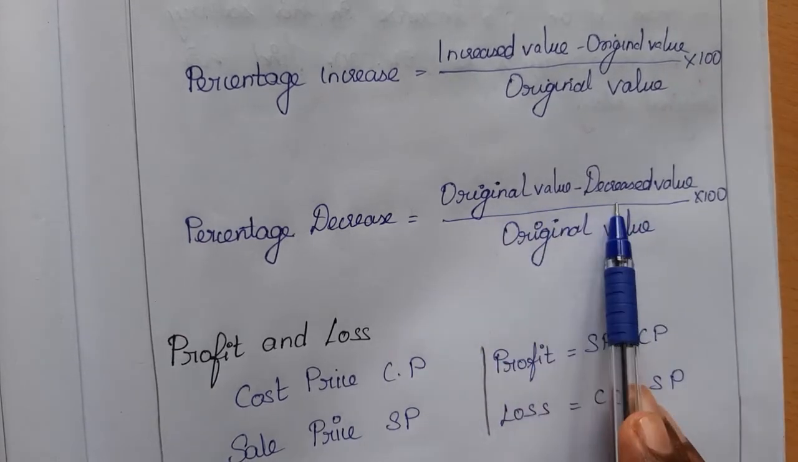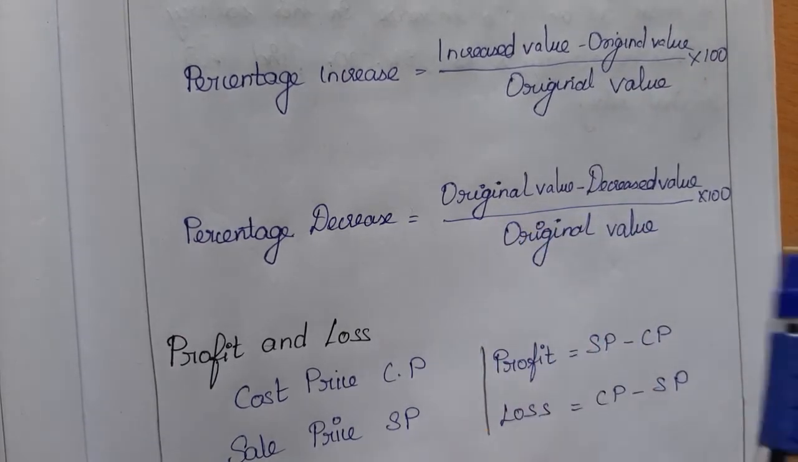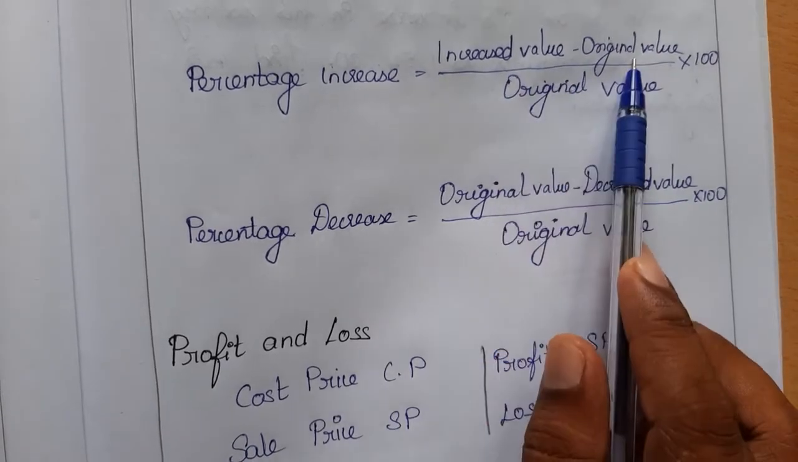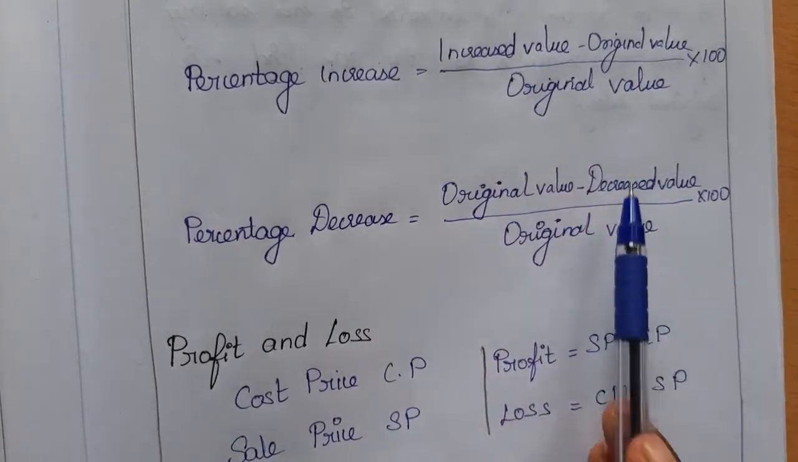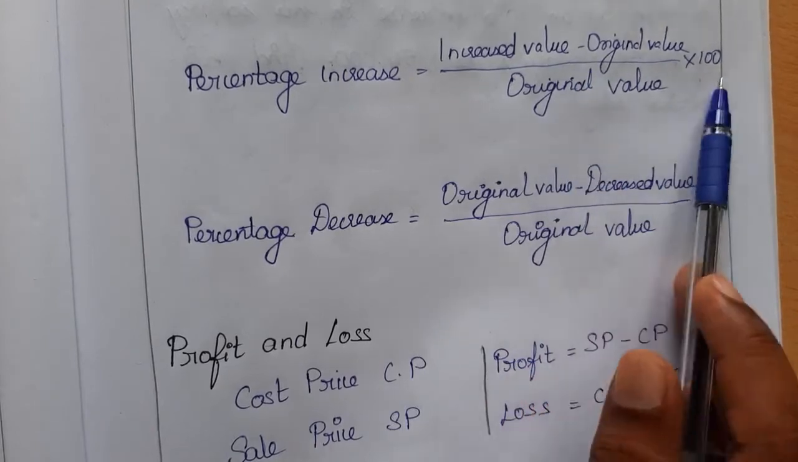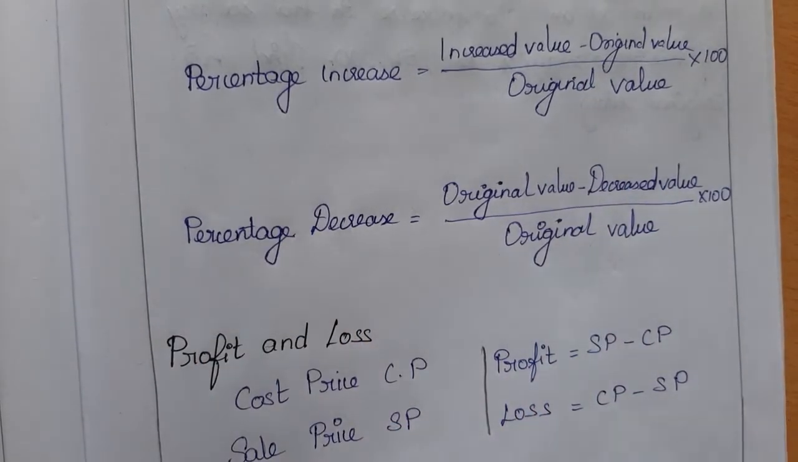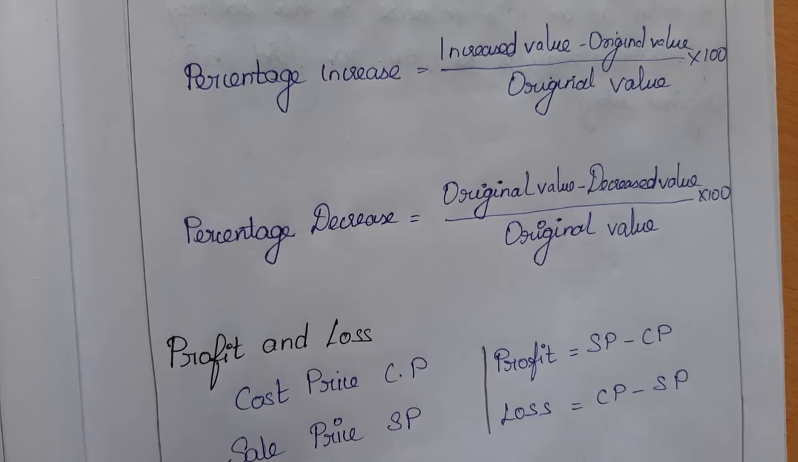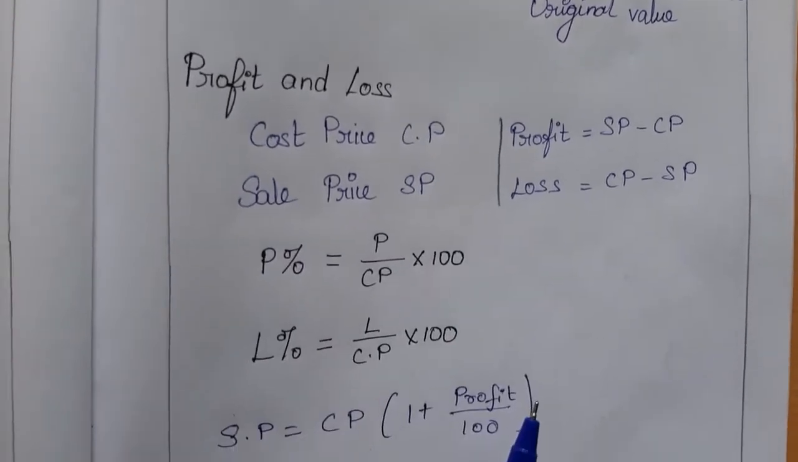That means how much it's decreased. We have to find original value minus decreased value, which means the difference. And here, increased value minus original value means how much increased, the difference amount. If you know that, divided by original into 100, we will be getting the increasing percentage, and the same for decreasing percentage. So next, the profit and loss.